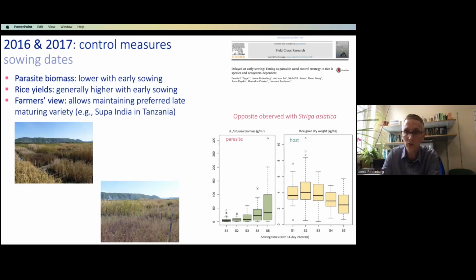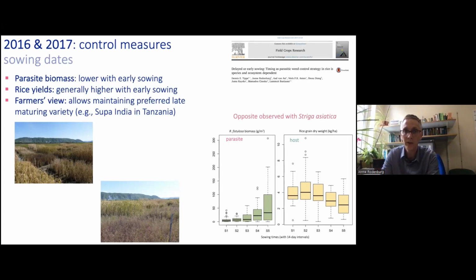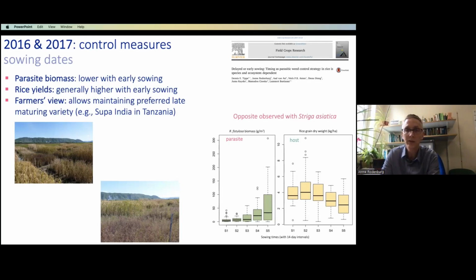And this finding will allow farmers to maintain their preferred variety, which is late maturing, at least in Tanzania. So Supa India could be recommended, because that is a late maturing variety that is highly preferred by farmers. For those farmers in Tanzania, it proved really difficult to make them enthusiastic about any other types of rice varieties. They are really fond of their Supa India. So this is actually a really tangible and good outcome for them.